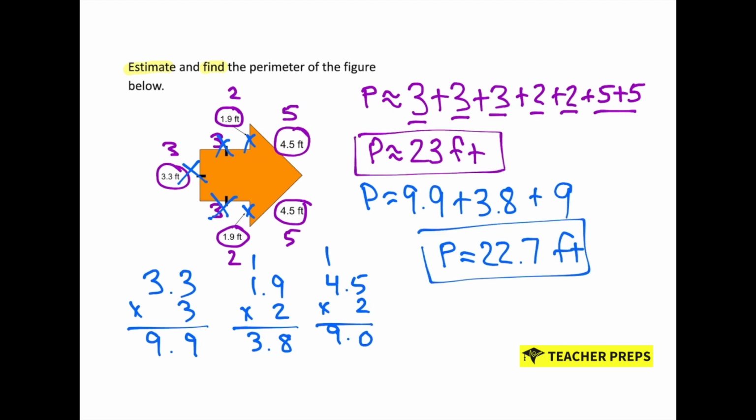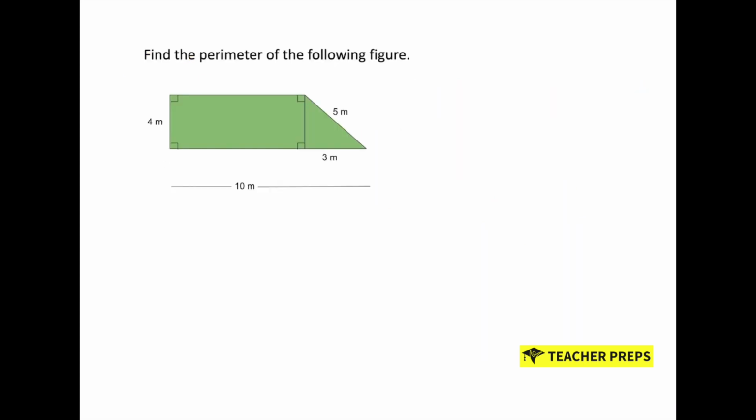Now let's compare our estimation to our actual. Our estimation is very close to our actual. We have one final problem to go through, and this one says to just find the perimeter. Remember, perimeter means that you need to add all of the sides.